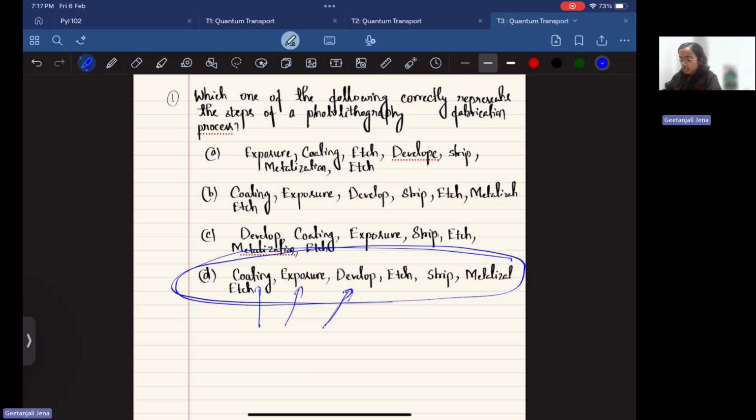This is the develop stage. Then we can etch it further to define our design. Then we remove the excess, we can strip the resist layer. Then we can go on to do the metallization and also further etching. So the answer is option D.